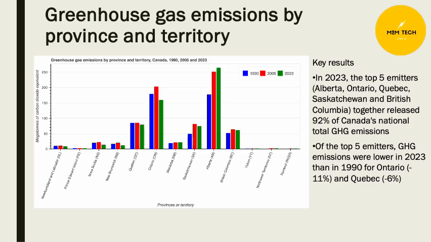In 2023, the top 5 emitters, Alberta, Ontario, Quebec, Saskatchewan, and British Columbia, accounted for 92.5% of Canada's total greenhouse gas emissions. Ontario and Quebec showed reductions compared to 1990, with emissions decreasing by 11% and 6% respectively.